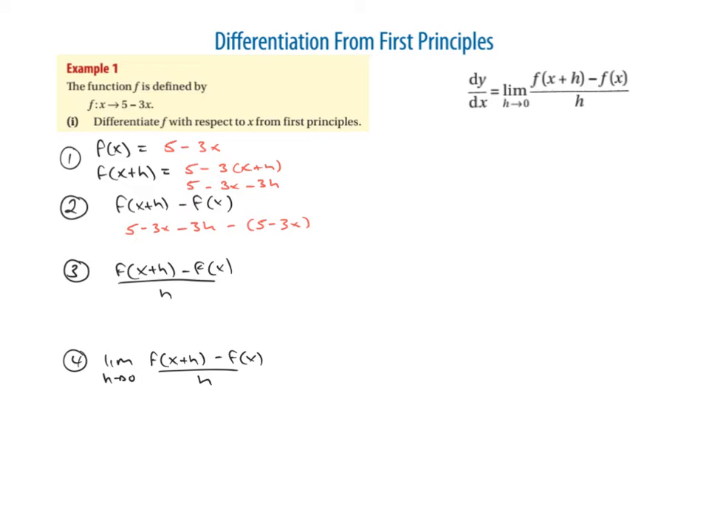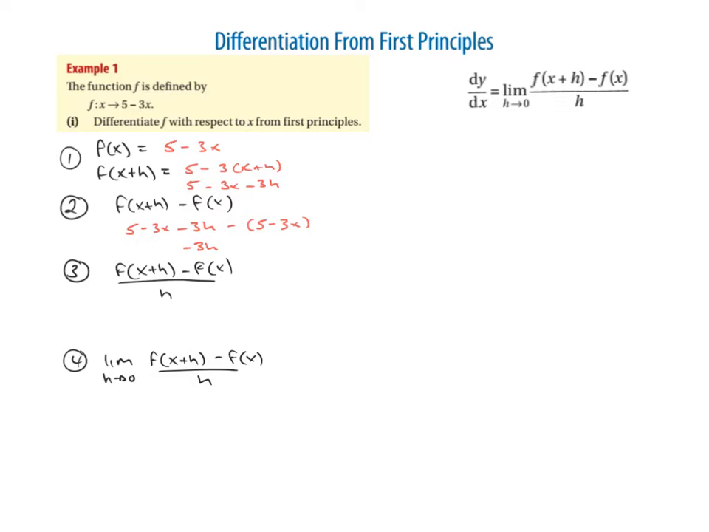So you can see here, we're going to get 5 minus 5, so they're going to cancel. Minus 3x minus 3x is positive 3x. So all we're left with now, guys, is minus 3h. Okay, so once we simplify that out, just to show you again, 5 take away 5, minus 3x minus 3x is positive 3x. So all we're left with now is minus 3h.